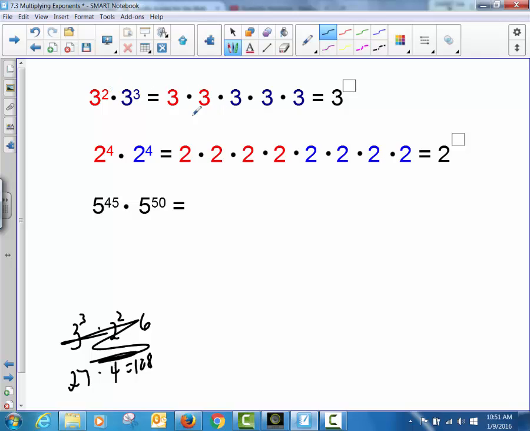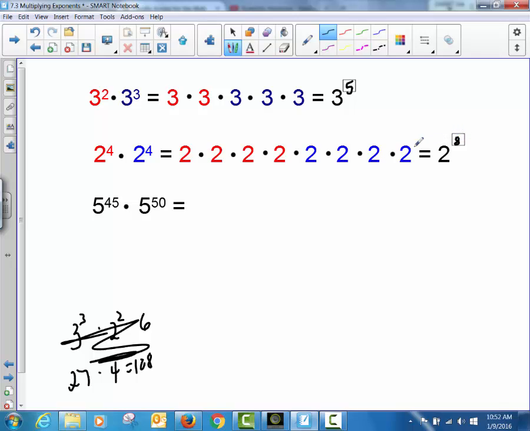3 and 3 are the same, so we're allowed to do it. 3 squared is 3 times 3. 3 to the 3rd is 3 times 3 times 3. So if we count these, we've got 1, 2, 3, 4, 5. So that means this will be a 5. Then we've got 2 to the 4th times 2 to the 4th. The bases are the same, 2 and 2. So we go 2 times 2 times 2 times 2 times 2 times 2 times 2 times 2. And when we add all these up, we get 8 of them.